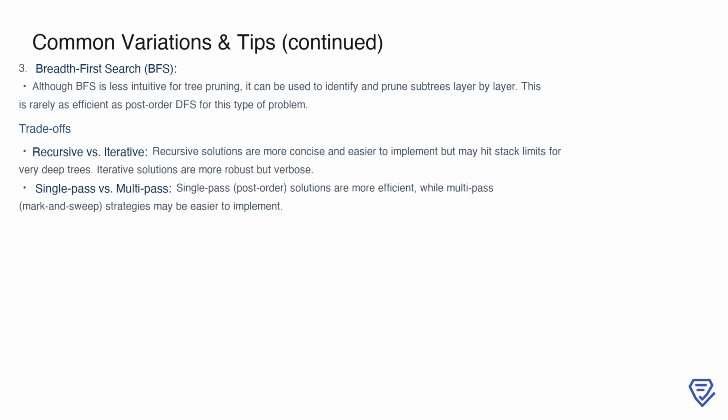Recursive solutions are usually more concise and easier to implement, but they can run into stack overflow issues when the tree is very deep. Iterative solutions, on the other hand, are more robust but result in more verbose code. Similarly, single-pass strategies like post-order traversal are faster and more efficient, but multi-pass approaches, such as mark-and-sweep, may be easier to reason about and implement for beginners. Understanding these trade-offs will help you choose the right approach based on the problem's constraints and your own coding style preferences.